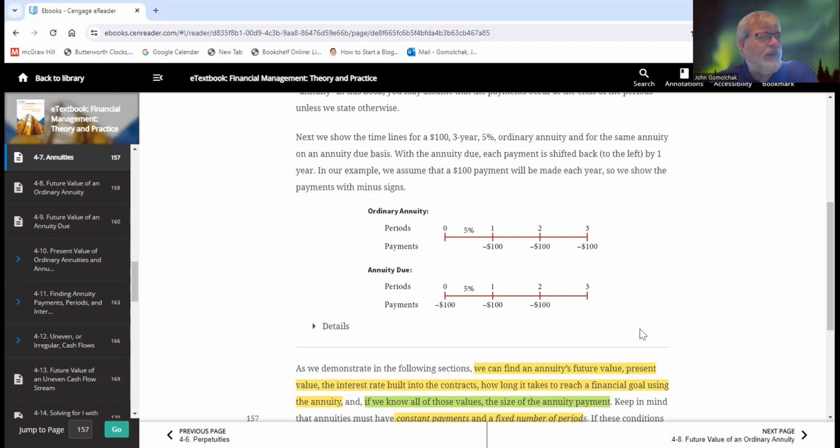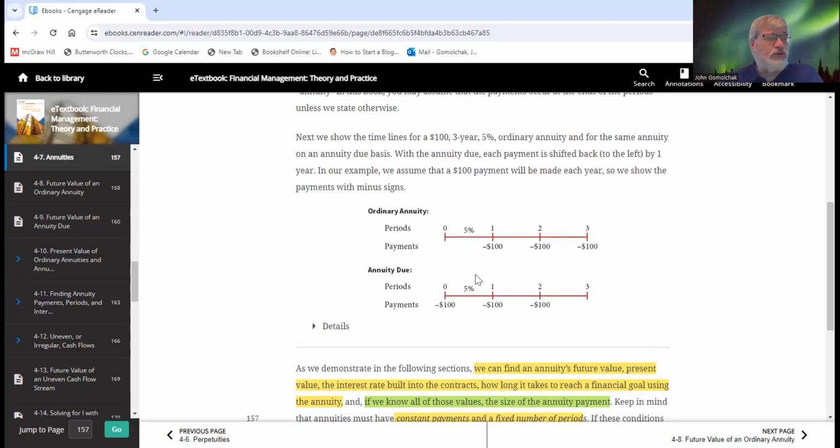So the top timeline is an ordinary annuity. We make our first payment at the end of the first period. So when we start at 0, there's nothing there. We make our first $100 payment at the end of the first period, our second payment at the end of the second period, and our third payment at the end of the third period, okay?